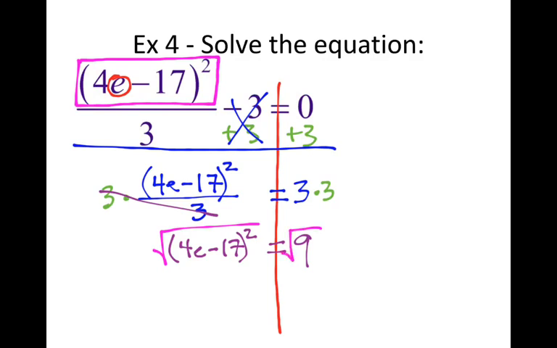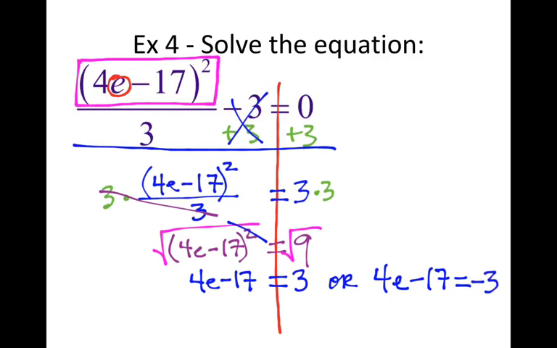Thinking I might run out of space here. Okay, so on the left side when we simplify, square and square root cancel each other out. What does that leave? 4e minus 17. On the right side, remember this is where we get two answers now. The square root of 9 could be what? Positive 3 or negative 3. So we're going to put positive 3 here. We're going to write "or," and we're going to have the same equation, but we're going to have a negative 3 in there. So 4e minus 17 equals negative 3.